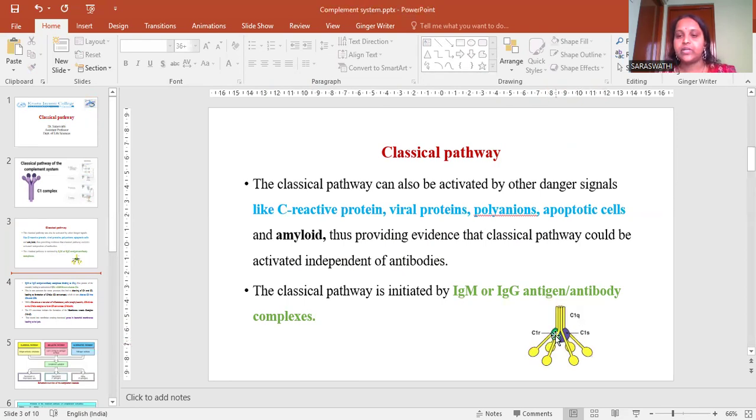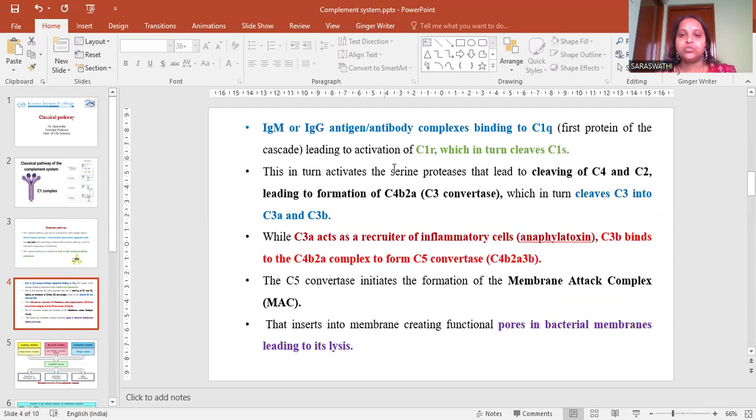Because of the conformational change, C1r in turn activates C1s. This activated C1s, a serine protease, will cleave other proteins, C4 and C2. Once C1s is activated, it targets the cleaving of C4 as well as C2, which leads to the formation of the C3 convertase. The C3 convertase in turn cleaves C3 into C3a and C3b.